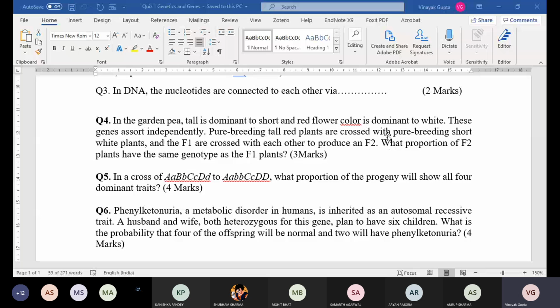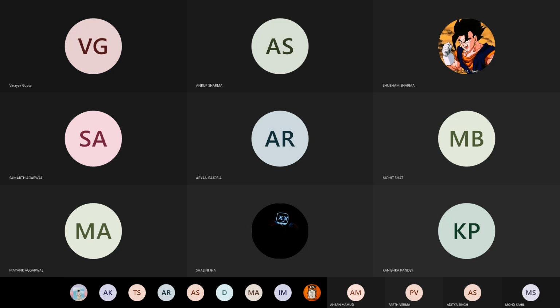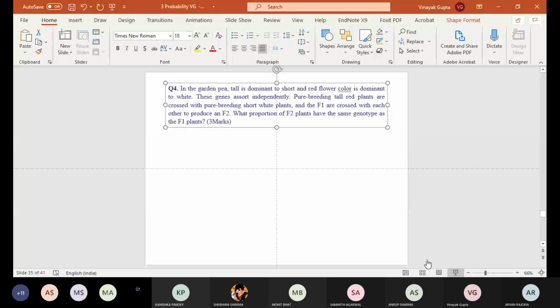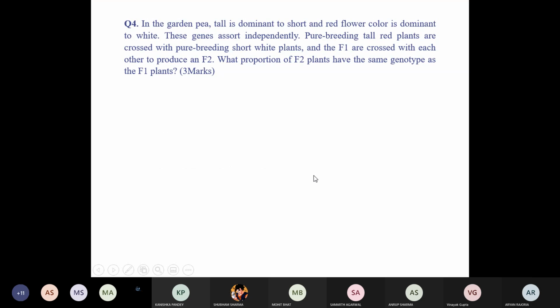So, what is your approach? How will you solve? Sir, in this, F1 will be capital T, small t, capital R, small r. And if we do self of F1, then we will get basically 1 is to 4. 4 out of 16 will be the same genotype as F1. So 1 by 4. Have you solved this question using Punnett square or by any other approach? Yes, Punnett square, sir.